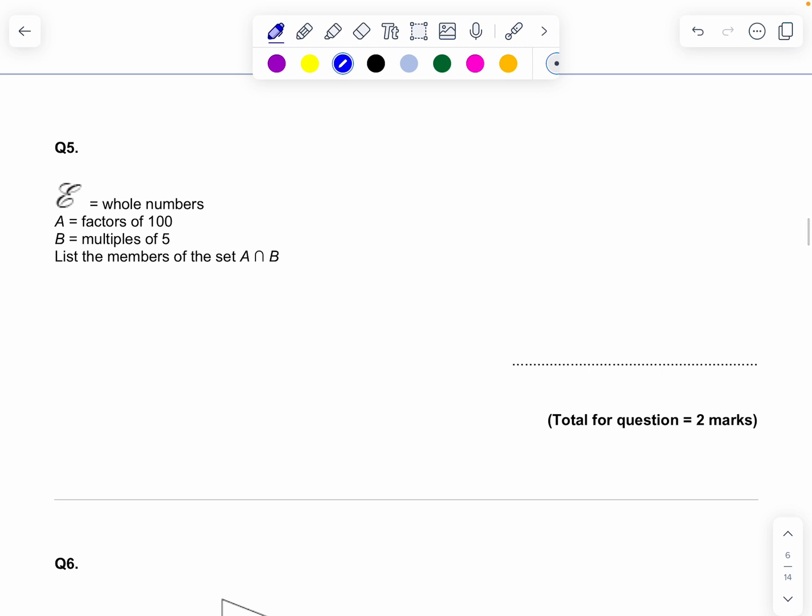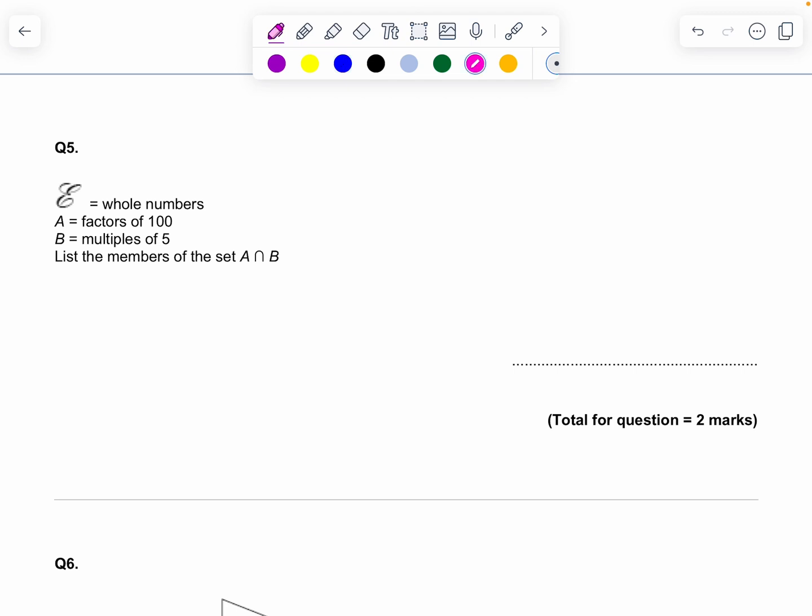Okay, next one. So this is a Venn diagrams question. Well, sets questions, and it's saying list the members of the set A and B. So they're saying that A is the factors of 100, and I'd start from there if I was you, because multiples of 5 you could go on till infinity. So I would list all the factors of 100 because there's only so many you can name.